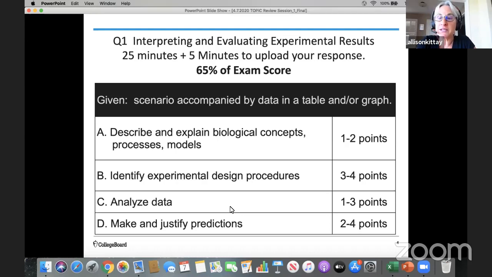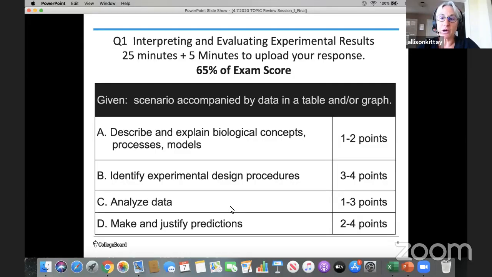Now, in previous test years, when I'm preparing my students, I usually tell them that they should plan on spending between 20 and 22 minutes on a long FRQ. So we're right in that area with a little bit more time this year to actually read and then record your response. So what will happen in this first long FRQ is you'll be given a scenario accompanied by data that is presented either in a data table or a graph.